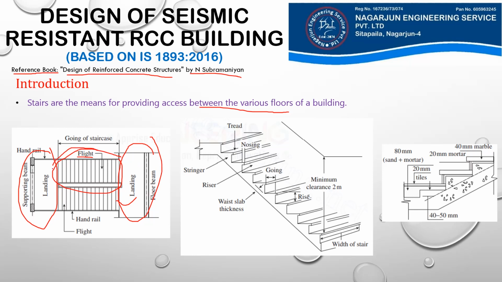So this flight consists of an inclined reinforced concrete slab. Since we are talking about RCC structures here, let us say that our flight consists of an inclined slab. And on these inclined slabs, we have our riser and treads. That is our steps.